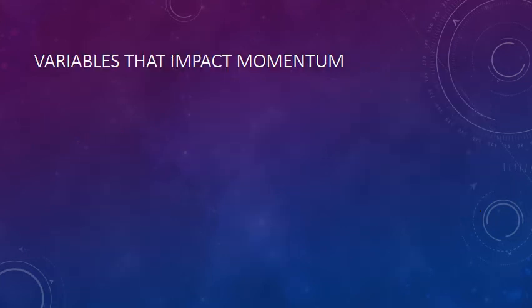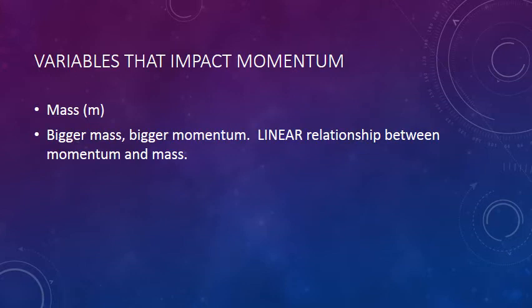So what are the variables that impact momentum? We've talked in this class about how there are only a few key variables that make up all other variables, and this will become clear with momentum as well. So one of the variables that impacts momentum is an object's mass. The bigger the mass of an object, the bigger the momentum that object has. And there's actually a linear relationship between the momentum of an object and the mass that it has.